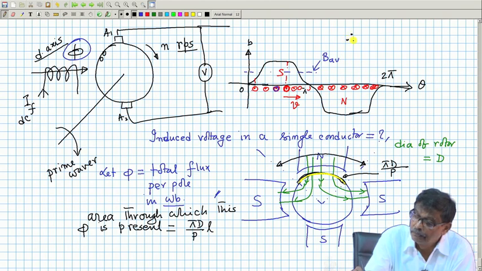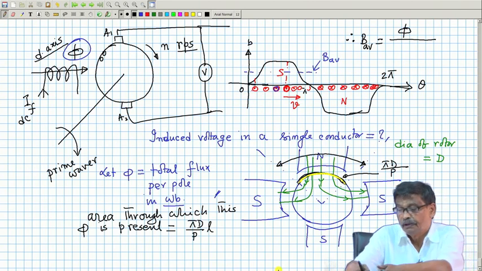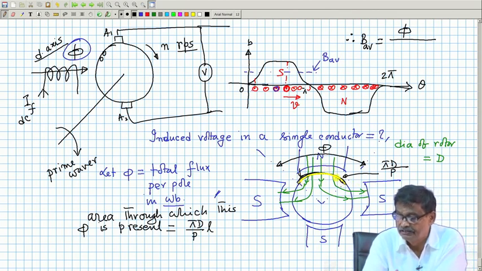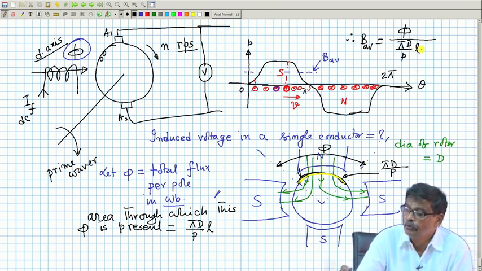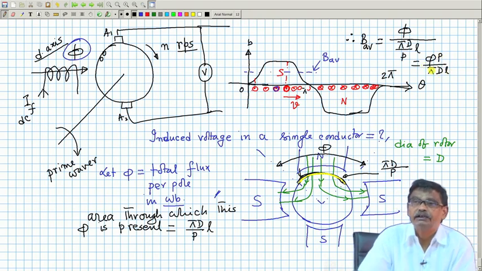Therefore, B average in the air gap, I can say flux per pole divided by the area through which this flux per pole, this is phi, total flux, all the lines of force coming out, phi, distributed over this length pi d by p into L. So, this is pi d by p into L, which will be equal to phi p by pi d L. What is d? Diameter of the rotor.